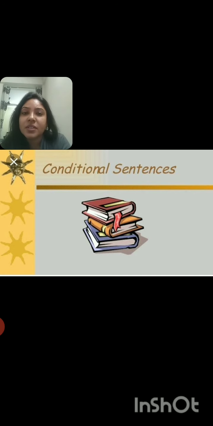Now these conditional sentences can be subdivided into three categories. One is first conditional, another one is second conditional, and then the third conditional. Now one by one let us see what they are.